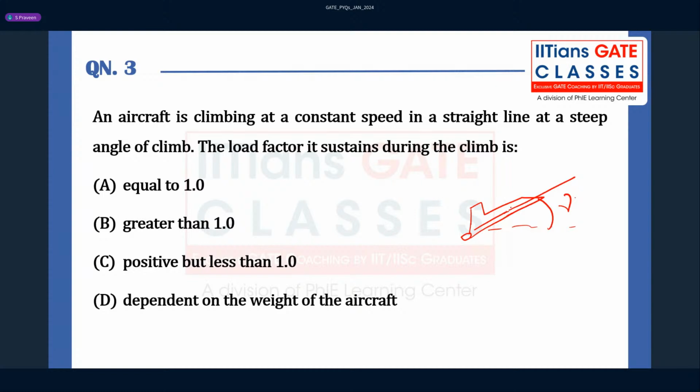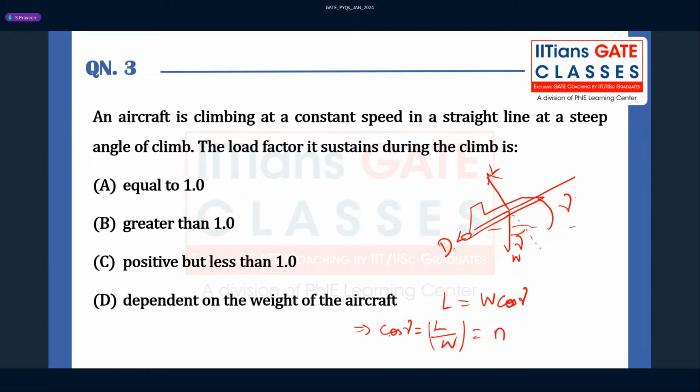So what will my forces be? Weight will be acting vertically. This will be the lift. If this is gamma, then this will also be gamma. So this will be my lift, this will be my drag. If I resolve the forces in the lift direction, you have L equal to W cos gamma, isn't it? Which means cos gamma is equal to L by W, right? But what is L by W? That is basically my load factor, right?